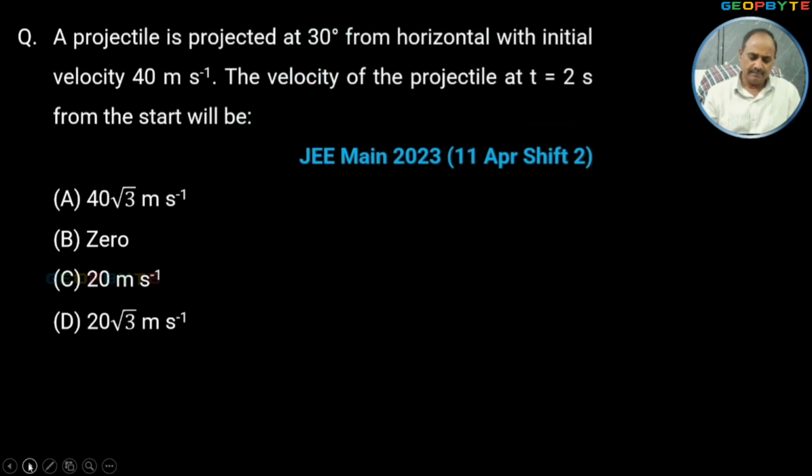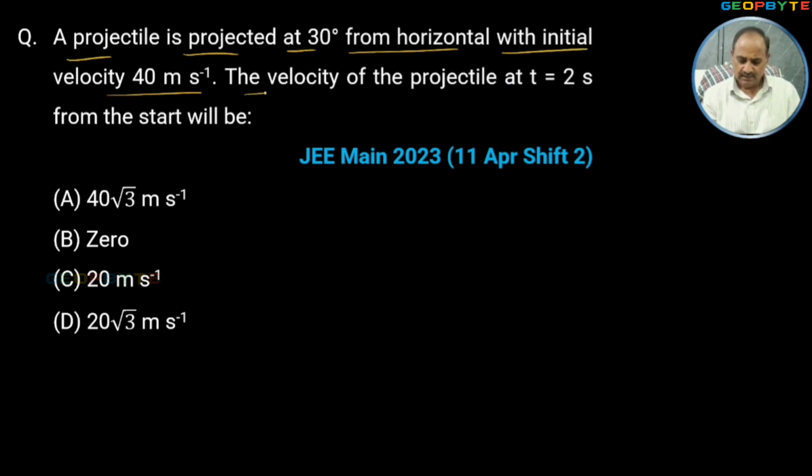Try to read it clearly. It is asking like this. A projectile is projected at 30 degrees from the horizontal with initial velocity 40 meter per second. The velocity of the projectile after 2 seconds from the start, right?